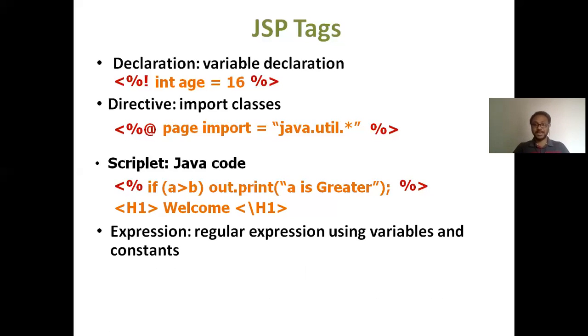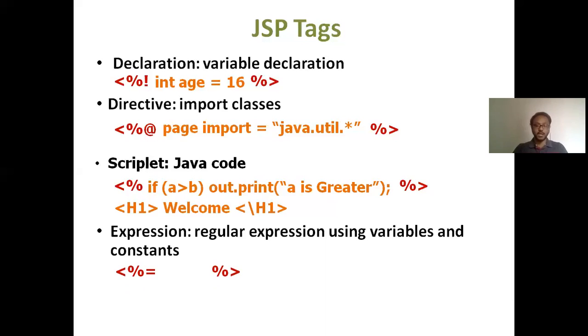The next JSP tag is to specify an expression. The expression can be a regular expression, or a regular expression using some variables and a constant. Suppose I just want to do a plus b equal to c; this is nothing but an expression. If I want to perform this expression, I should use a JSP tag that is the expression tag. If I want to perform this type of expression in JSP, I should use this expression JSP tag.